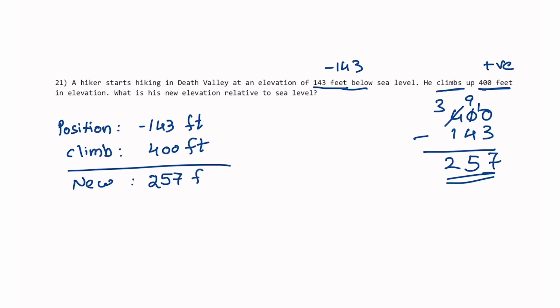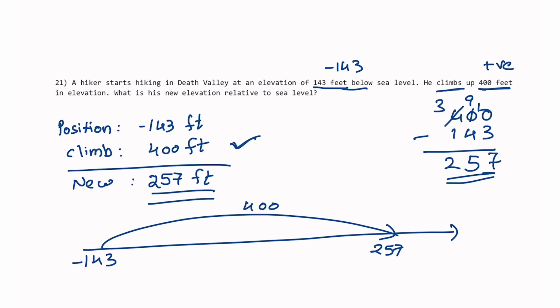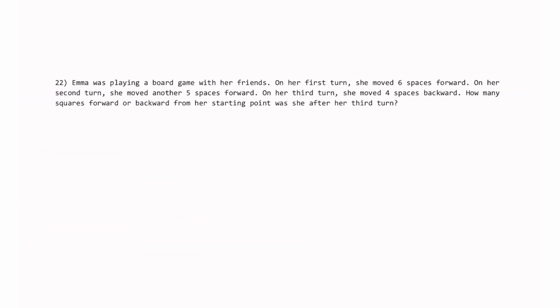257 feet. What sign are we going to put? We will not change the sign because the bigger number here is 400, and that's positive. So that's the answer. Or on the number line, if you want, you can do this. Show it on the number line if you're asked to do that. Right? Somewhere here it comes. So how much jump is it? 400. Okay? 2 more to go.